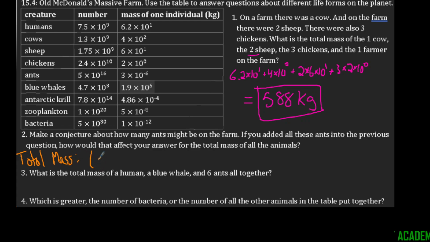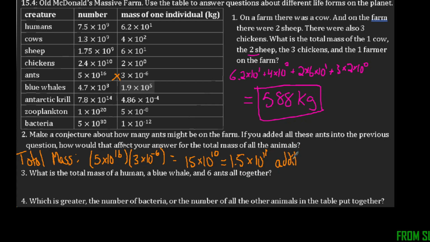We talked about what happens when we multiply these two numbers together. So I'm multiplying these two numbers together. So I have 5 times 10 to the exponent of 16 times 3 times 10 to the exponent of negative 6, which altogether is going to be 15 times 10 to the exponent of 10, which is the same as moving it one step to the left, so that way this number is less than 10. Increase that exponent by 1, so we're going to have 1.5 times 10 to the 11th power, and we're going to say additional kilograms, because if we add those to the previous mass, we would increase it by a lot.